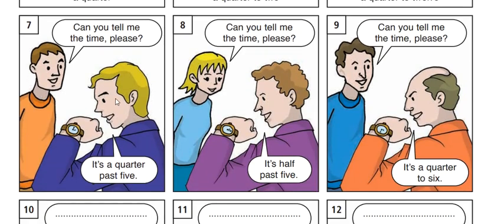Picture 7, can you tell me the time, please? It's quarter past 5. Picture 8, can you tell me the time, please? It's half past 5. Picture 9, can you tell me the time, please? It's quarter to 6.